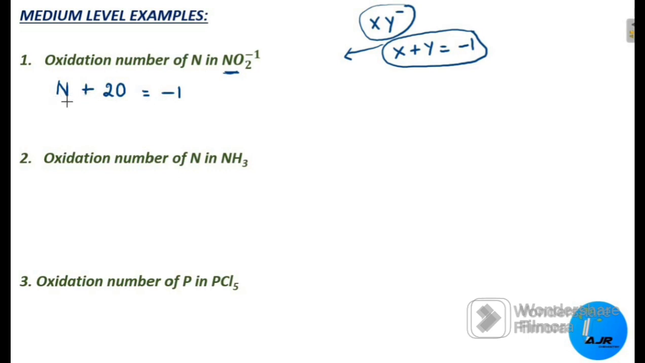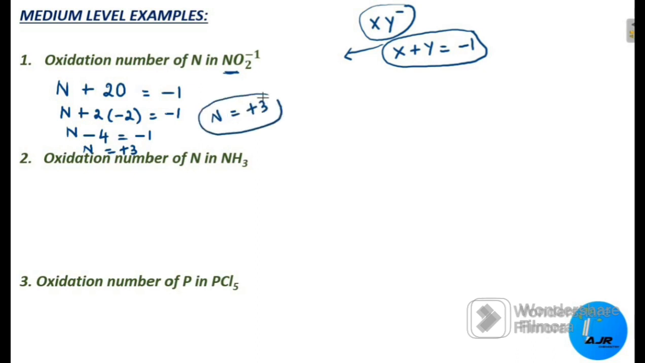So we are supposed to find out the oxidation number of nitrogen. N plus 2 into minus 2 is equal to minus 1. N minus 4 is equal to minus 1. So N is equal to plus 3. Okay. So the oxidation number of N in NO2 minus 1 is plus 3. Can you understand?